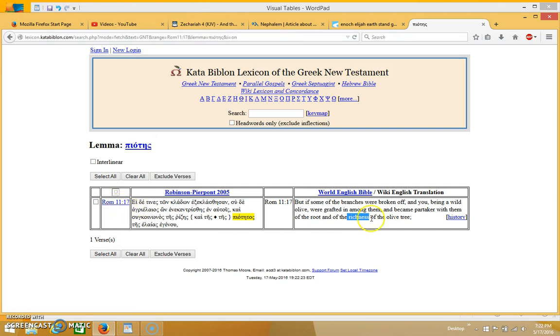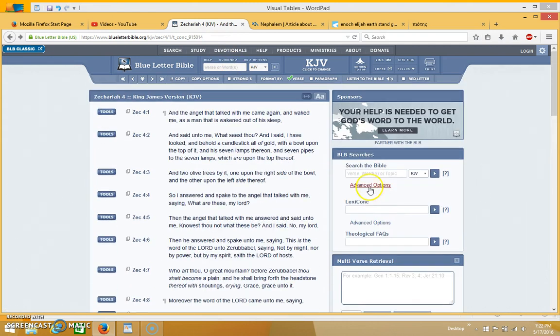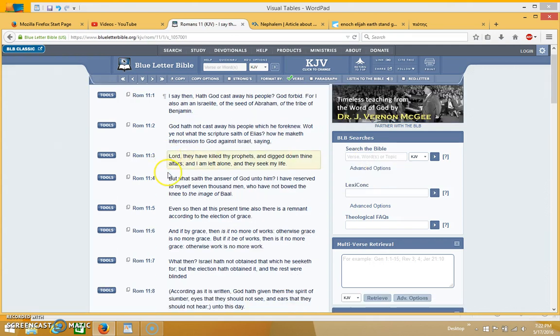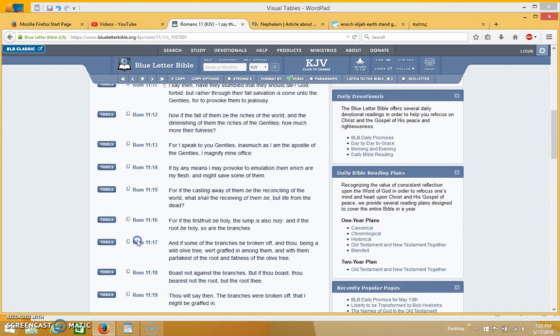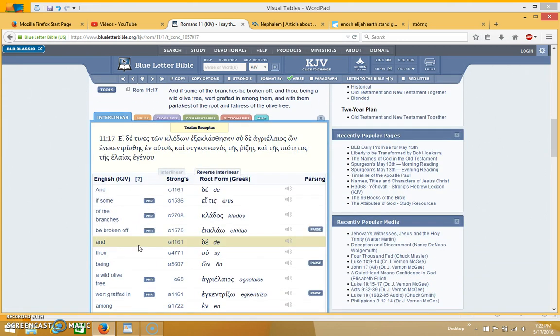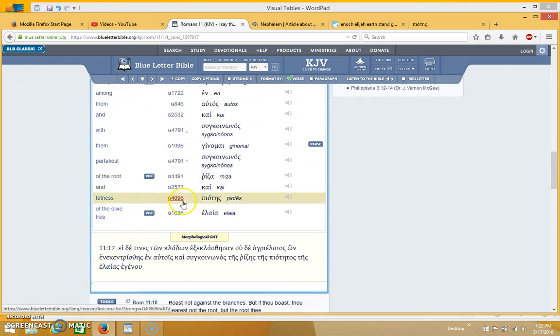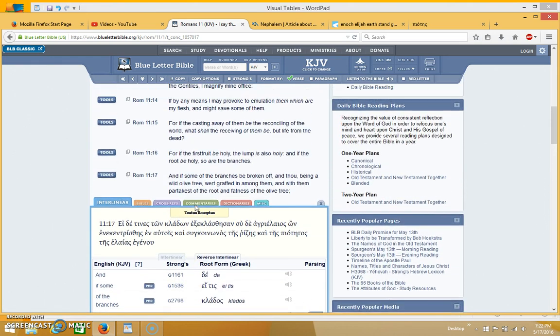So I'll show you that verse in the Blue Letter Bible. So we'll go to Romans 11:17. And you see that word right here. It's a word that was translated as fatness. And it says, if some of the branches were broken off, and thou being a wild olive tree, were grafted in among them, and with them partakest of the root and the fatness of the olive tree.